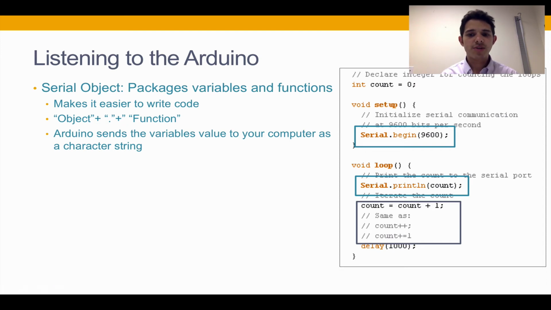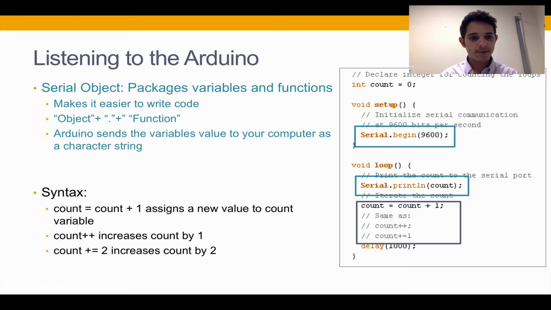In this case, we're going to use the function println. The way this works is it'll take the content or the data that's in variable count, and whatever value is in there, it'll send as a character string into the serial communication channel. So that's what Serial.println is doing.